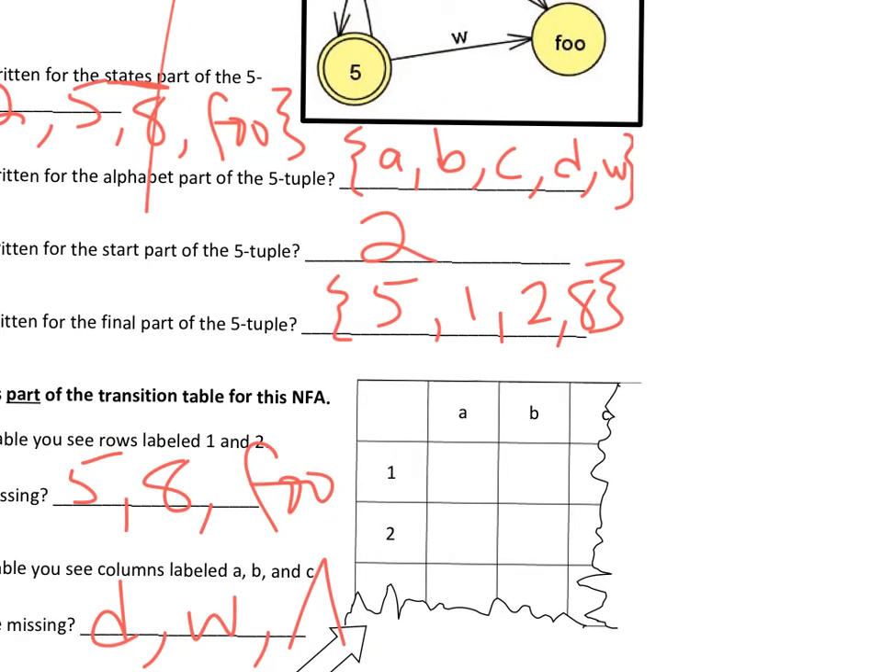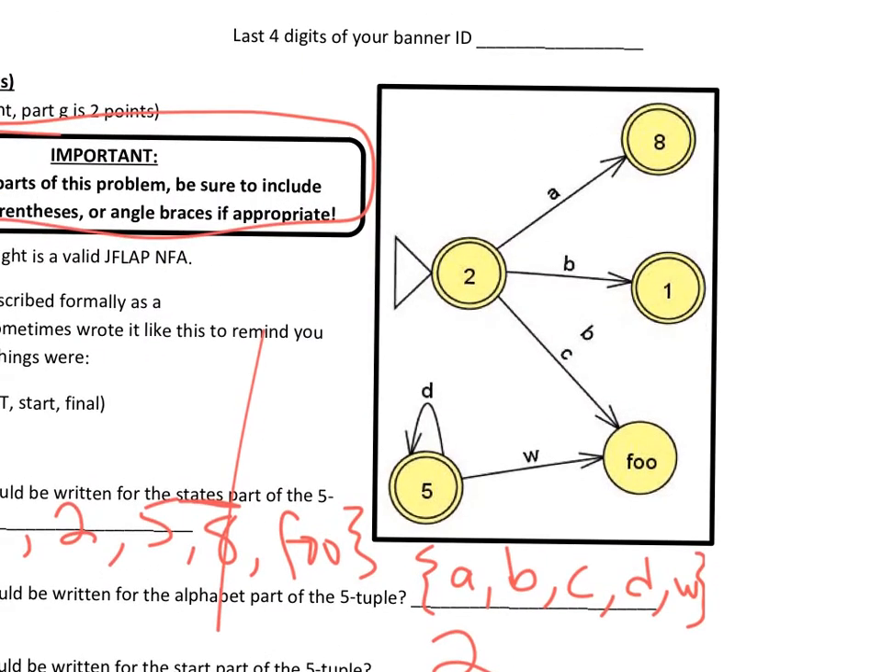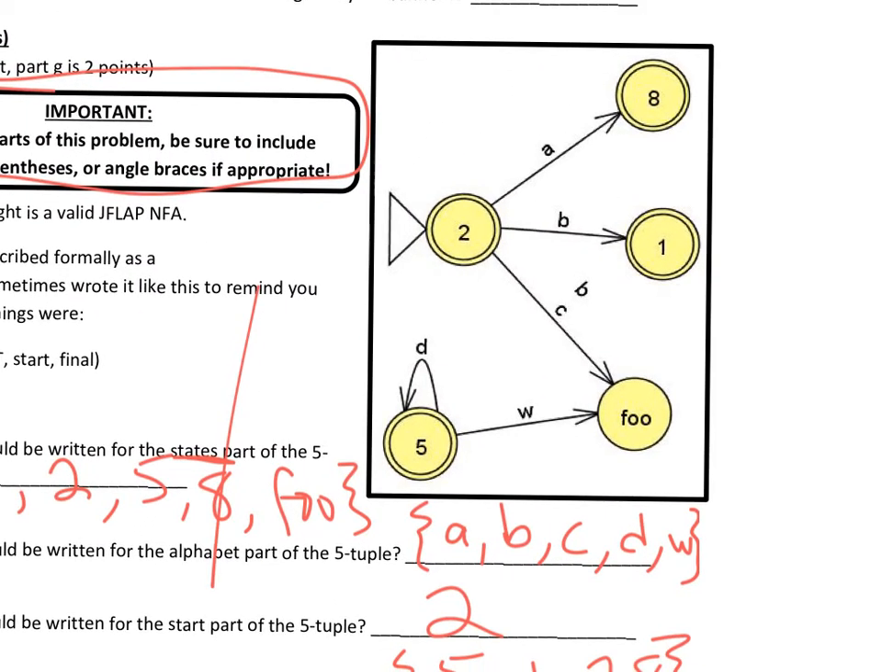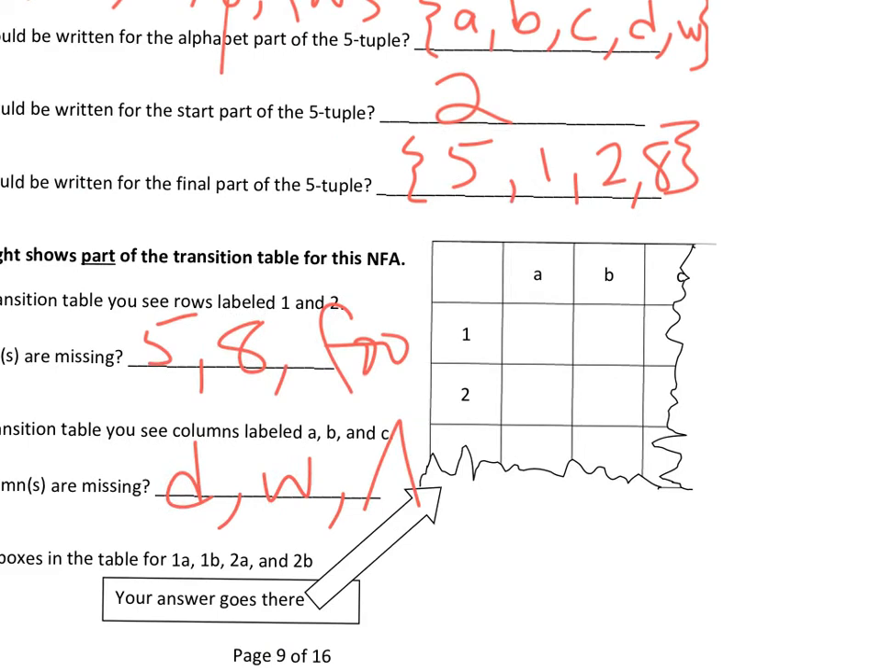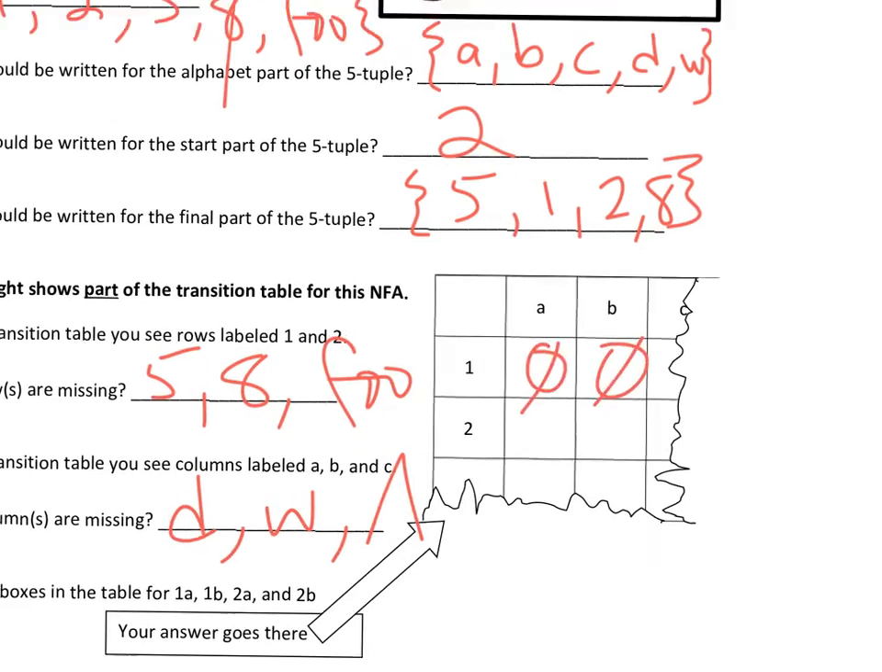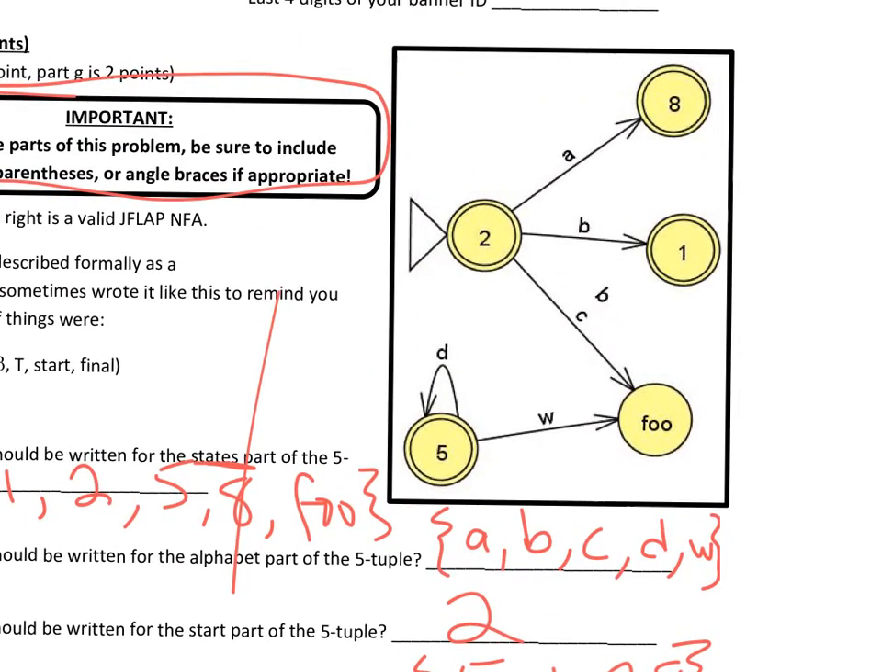So we kind of go over and we look and we say, all right, 1 on A and 1 on B. Let's take a look. So if I'm at 1 and I see an A, I go nowhere. If I'm at 1 and I see a B, I go nowhere. So both of those guys are going to just be the empty set, right? If I am at 2, I see the A, I can go to 8, and that's it. And if I see 2 and I see the B, I could go to 1 or foo. So let's see if we can remember that as we move down.